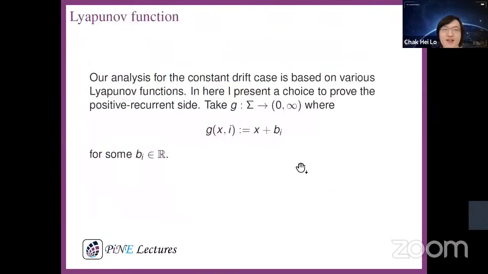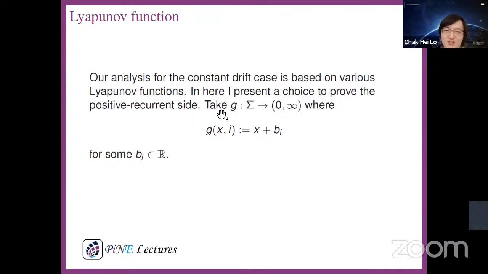Again, the same idea: we want to find the Lyapunov function. This is a very good example, because in some sense we don't want to formulate the Lyapunov function in a very explicit way, but we want to form it with some constants, and we decide what those constants will be later. So this constant drift case is actually based on various Lyapunov functions. Because there's a positive recurrent side and a transient side, for each side you need a different Lyapunov function. So you just go for the easy side, the positive recurrent side.